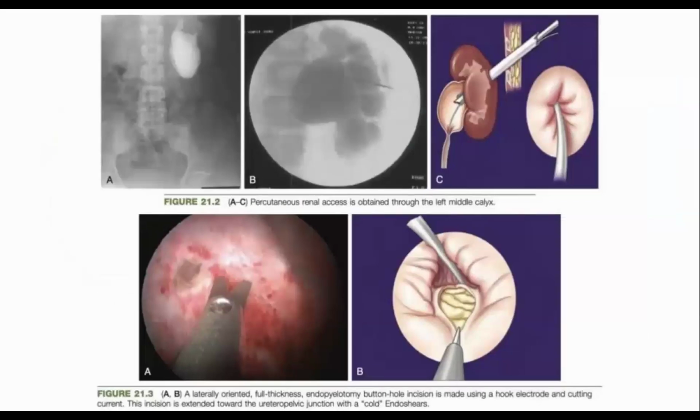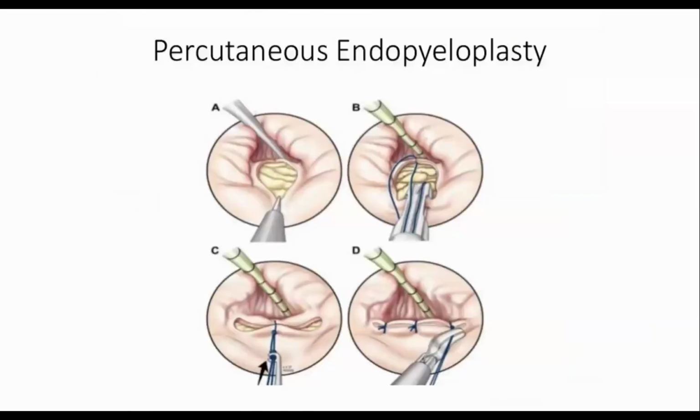A nephrostomy is done, and a nephroscope is placed in the picture. It is just like a Hendrik Mikulicz procedure. We make a longitudinal incision and we close it transversely, and then we place a stent.